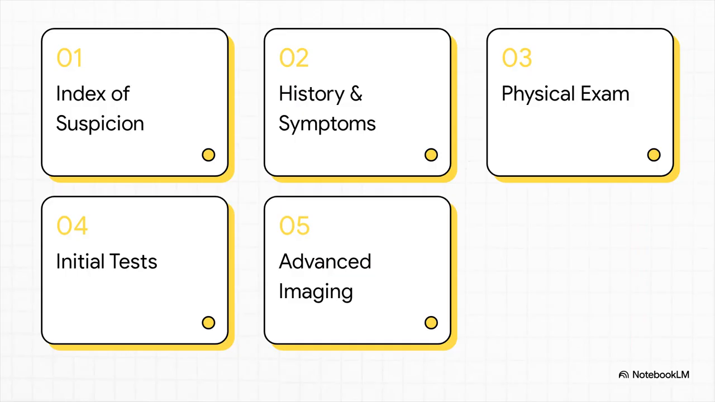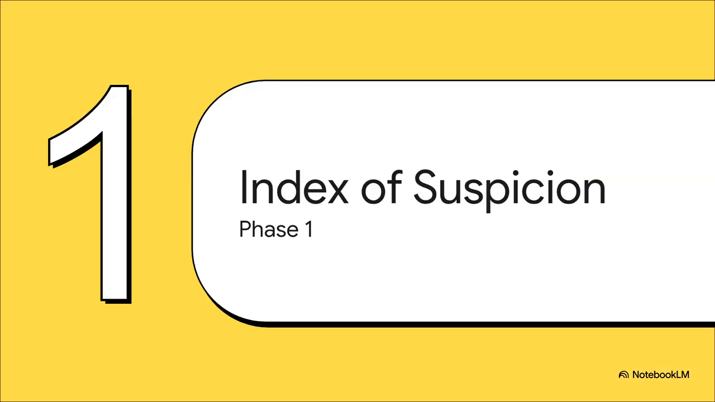Okay, let's dive into this. Here's our roadmap for the diagnostic journey. We're going to start with building an index of suspicion. Then we'll move through history and symptoms, conduct the physical exam, run some initial tests, and finally look at advanced imaging. So, phase one, the index of suspicion.